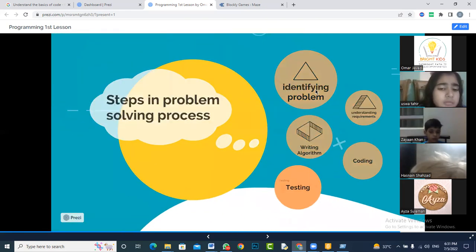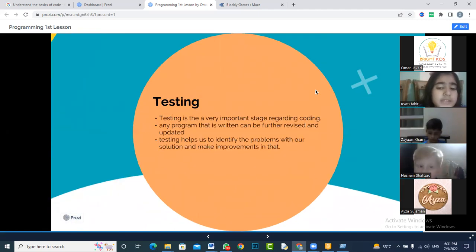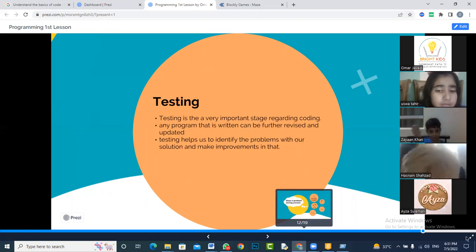And the last step is testing. Once you are done coding, you would have to test again and again to find out as many problems as you can and fix them so that your program behaves in a very well-mannered way. Okay. So that is it from today's lesson.